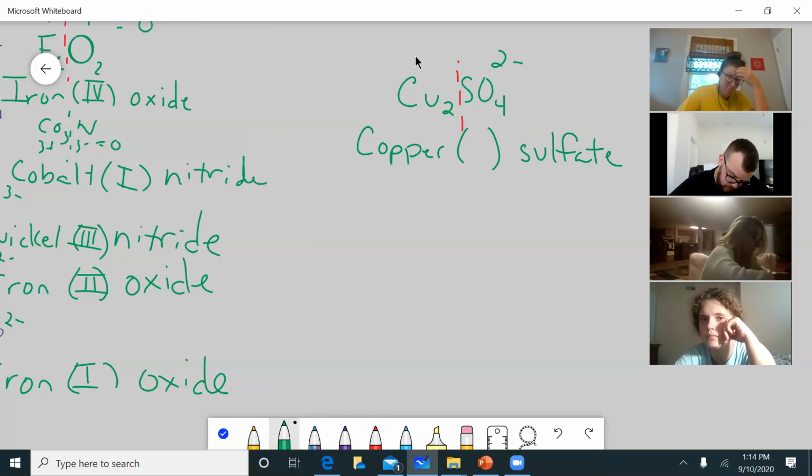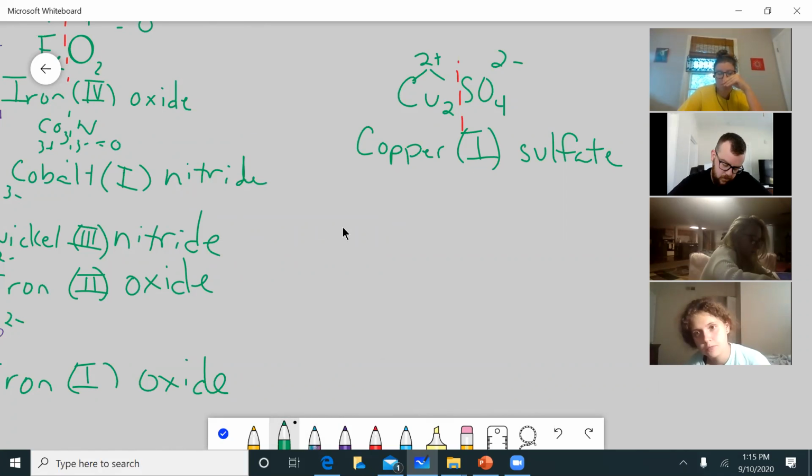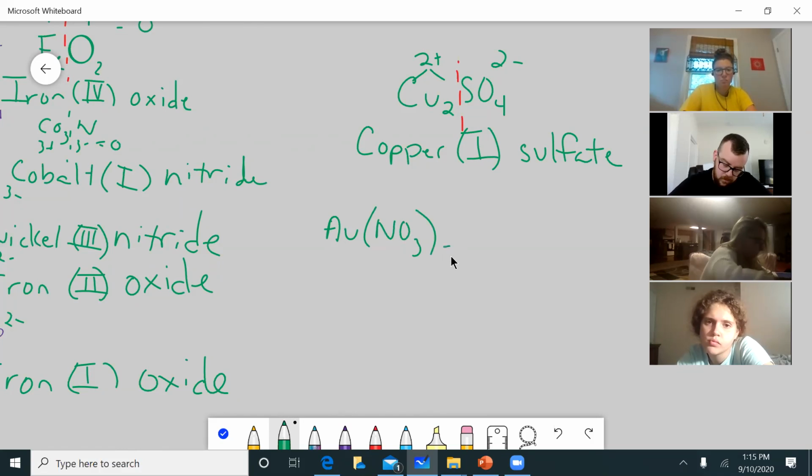So what is my copper going to be? It's got to be a 2 plus. Okay, but how many coppers do I have to distribute that between? I need to distribute it between 2 coppers. So I take my 2 divided by the 2 coppers I have, and I get a 1, or copper 1 sulfate. I'll give you guys another one with a polyatomic ion in an unpredictable charge. Let's do Au(NO3)2.